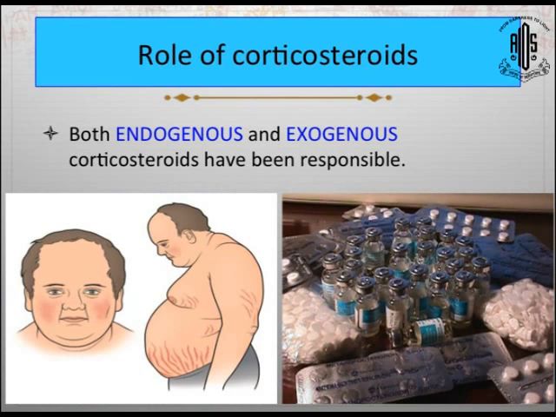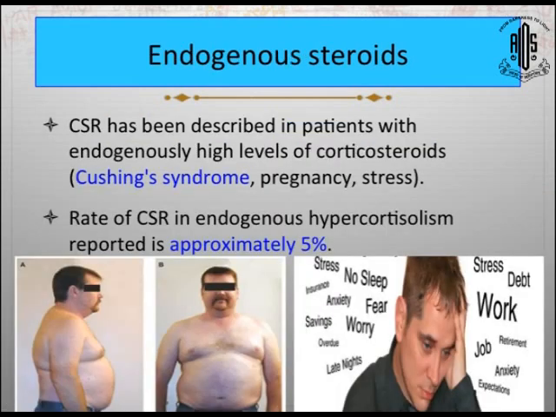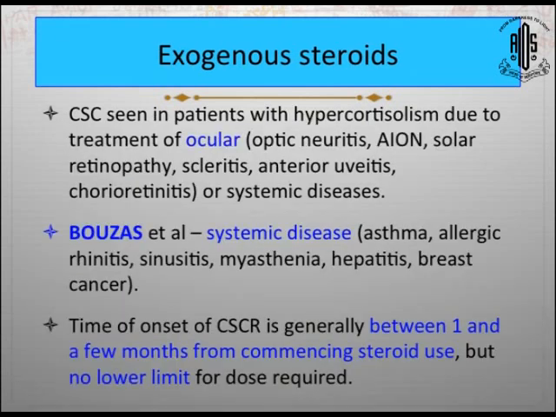So next is the role of corticosteroids. Both endogenous and exogenous are responsible, endogenous being noted in Cushing syndrome, pregnancy, and stress, and the rate of CSR in endogenous hypercortisolism reported is approximately 5%. Among the exogenous steroids, we can see CSR in treatment of many ocular and systemic diseases with steroids, ocular ones like AMD, optic neuritis, solar retinopathy, scleritis, etc., and systemic diseases like asthma, allergic rhinitis, sinusitis, where we used external corticosteroids. The time of onset of CSR is generally between 1 and a few months from commencing steroid use, but no lower limit has been given for the dose required.